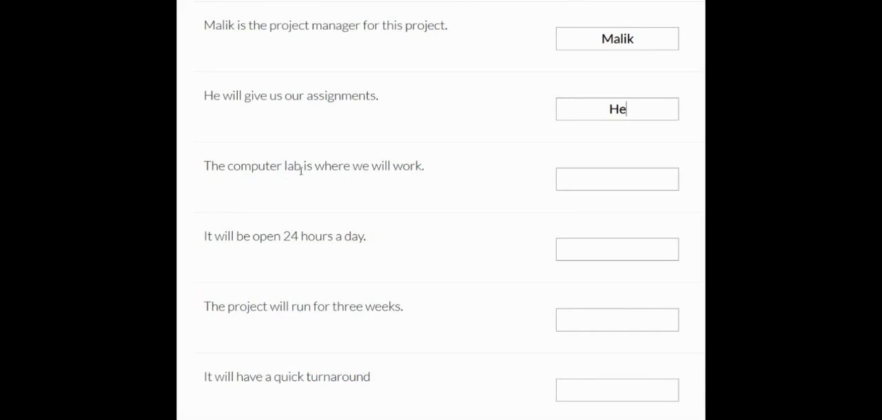What are some other kinds of nouns and pronouns that we see in the subject spot? Here we see a reference to a lab and a project, two nouns that refer to places or things. And then also we see that pronoun it, which can refer to a place or a thing.